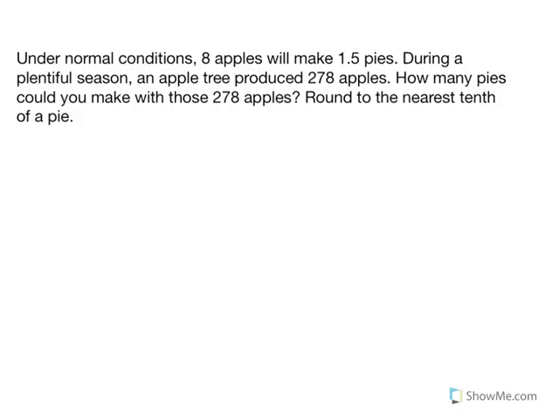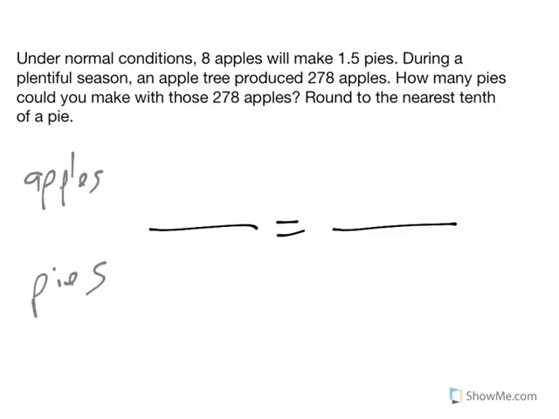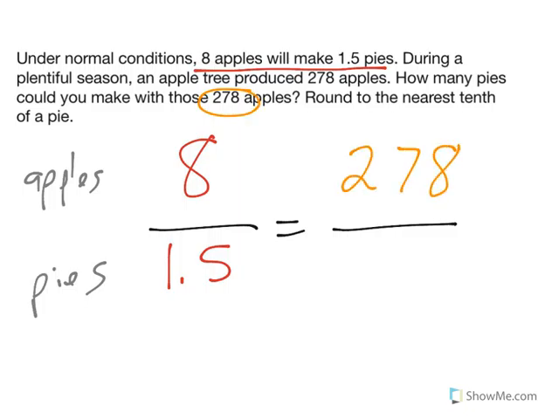Okay, so now we are kind of thinking in our proportion, right? So we're setting up a proportion. We're comparing apples to how many pies it can make. And we're given right off the bat that 8 apples makes 1.5 pies. Okay, well, what if I had 278 apples? Well, apples goes on the top. How many pies could I make? So you want to make sure, I'm a big fan of writing out words to keep your proportion consistent.